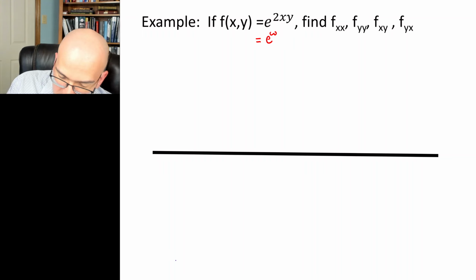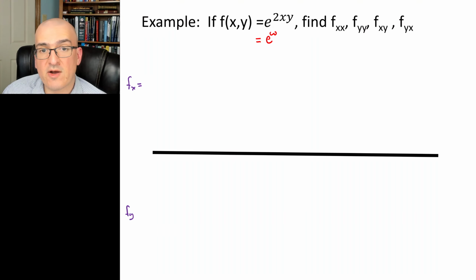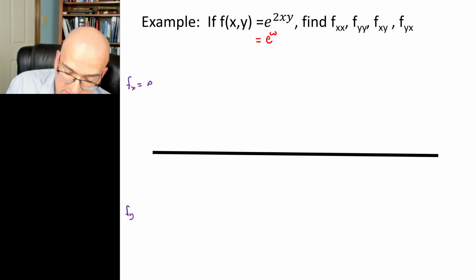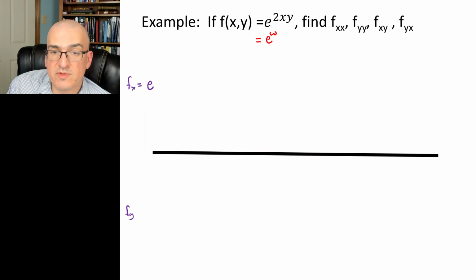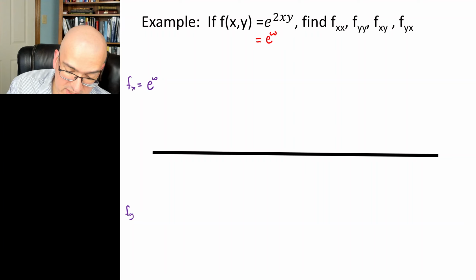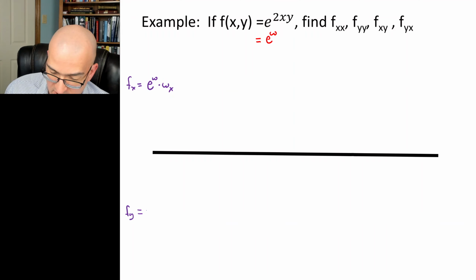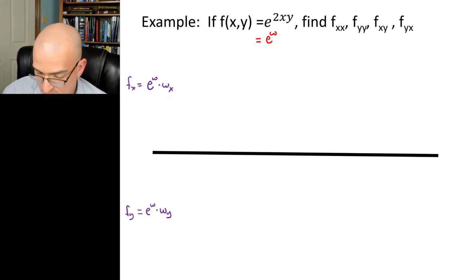So let's start with the x derivative, f sub x. That'll be the derivative of e to the power of w with respect to x. The derivative of e to the w is e to the w times w prime, but for a partial derivative, it's e to the w times w sub x. For f sub y, it'll be e to the w times w sub y.